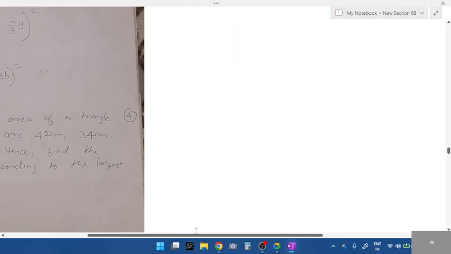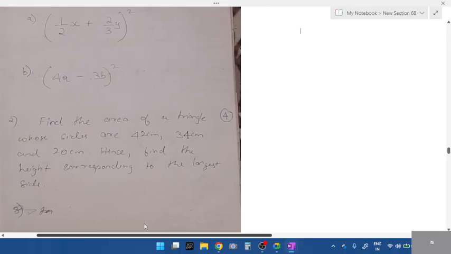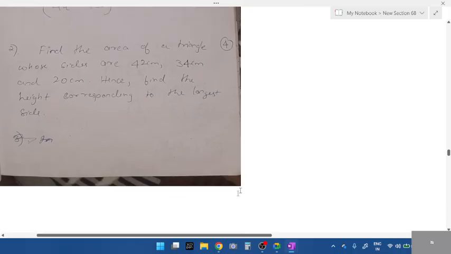Next part. If you have got it wrong or any step, if you have gone wrong, let me know, students. Or if you have done it another way, just let me know quickly. I'll solve it. Next question.